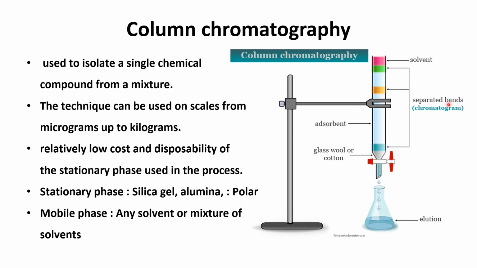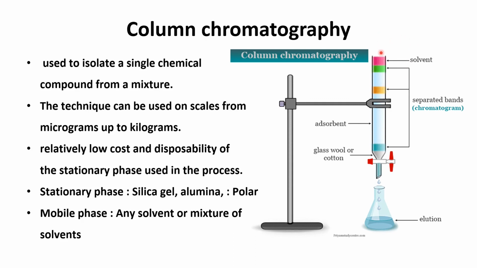The apparatus is like this, where we take a column and we fill this column first with glass wool or cotton at the bottom, and then we put the adsorbent, which can be silica gel or alumina, and then we put the reaction mixture which we want to separate. And at the top we put the solvent, which is the mobile phase.